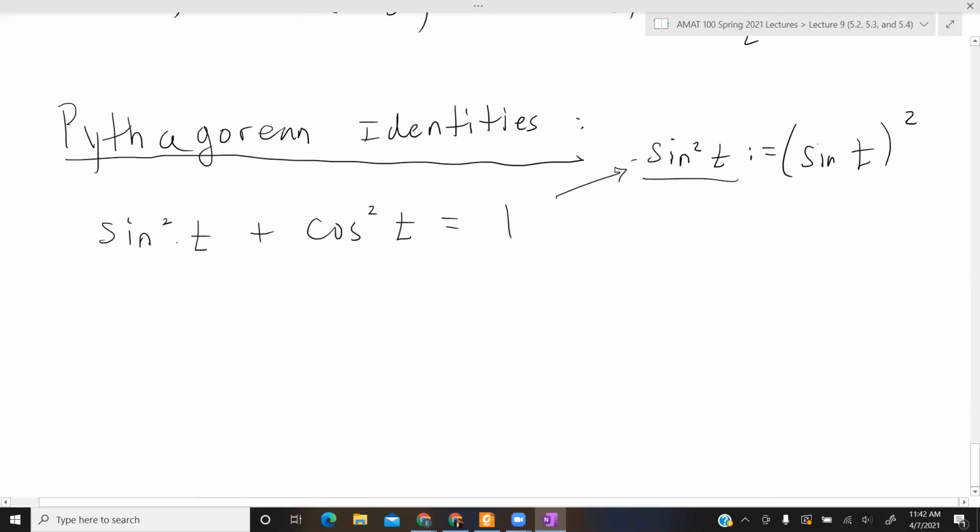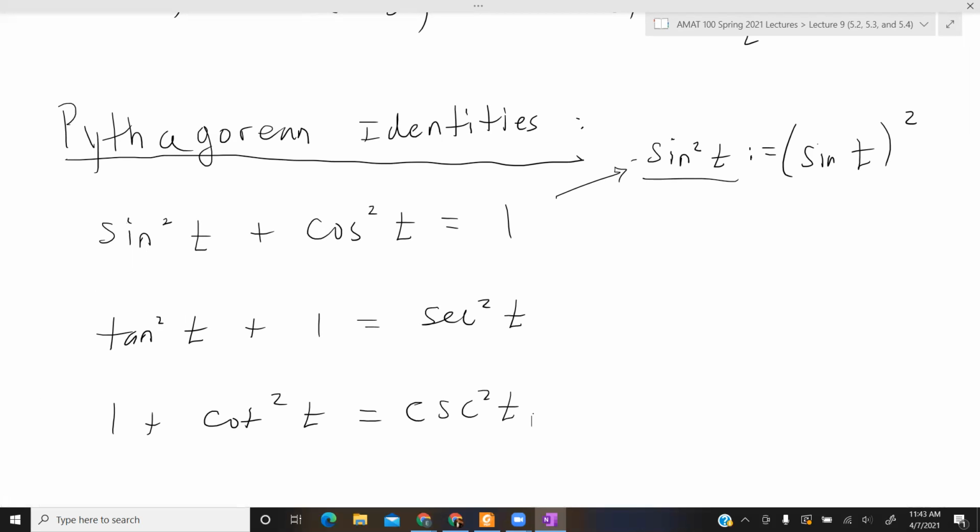So we have sine squared of t plus cosine squared of t is equal to 1. Then we have tan squared of t plus 1 is equal to secant squared of t. And then finally we have 1 plus cotangent squared of t is equal to cosecant squared of t. And as I said, there's a proof, and there are some really simple examples you can go through if you don't quite understand these.